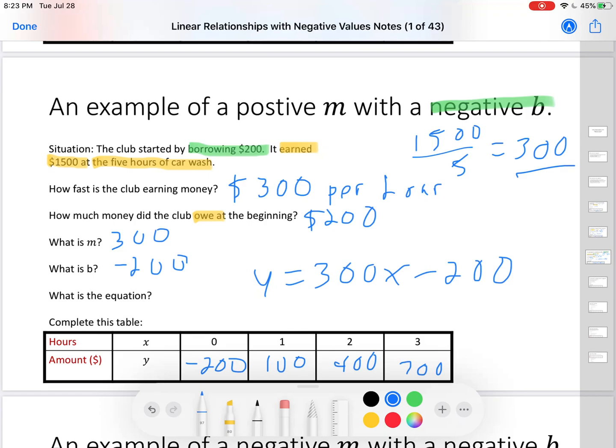Here's another way to do it. 300 times 3 is 900. 900 minus 200 is 700. 300 times 2 is 600. 600 minus 200 is 400. 300 times 1 is 300. 300 minus 200 is 100. 300 times 0 is 0. 0 minus 200 is negative 200. Two different ways to get the answer.